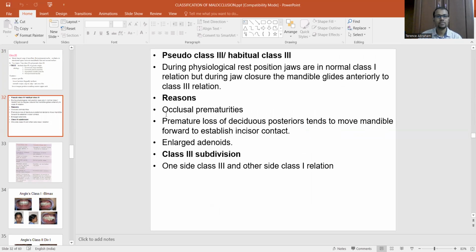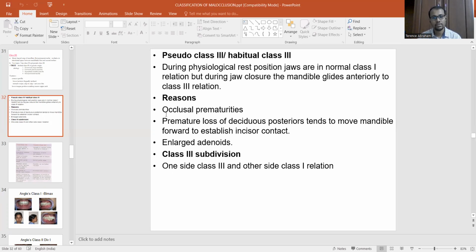Coming to the pseudo class 3, that means when we ask the patient to bite, he deviates the bite and brings the mandible forward. It is also known as habitual class 3. In the physiological rest position, both upper and lower jaws are in normal class 1 relation. But when we ask the patient to close, the mandible glides anteriorly into a class 3 relation. The main reason for pseudo class 3 is occlusal prematurities.